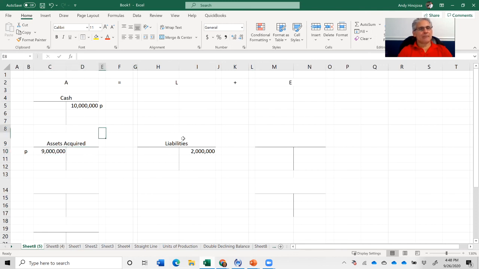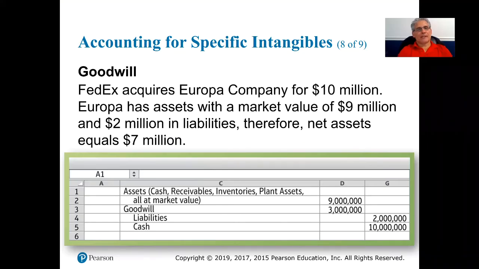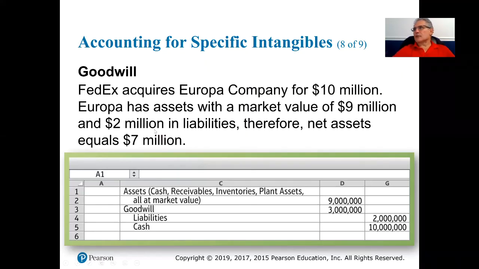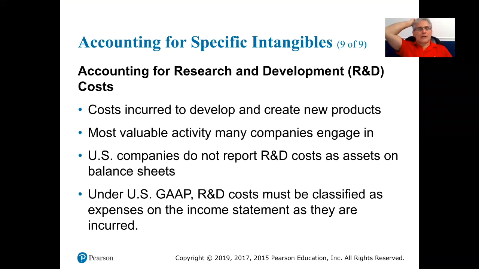We gave up $10 million. We need our difference to be $3 million somewhere. So where's that going to be? That's going to be an asset called goodwill. And that is going to be P, just like this should be P as well. $3 million. Okay, so that's how that would look on T accounts.